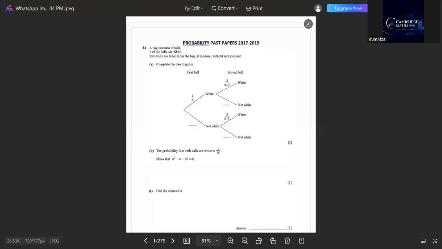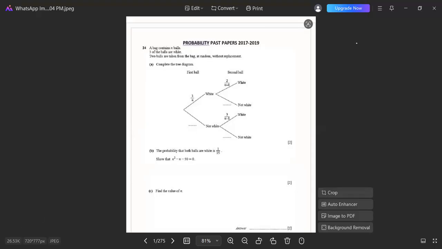A bag contains n balls and 3 of the balls are white. 2 balls are taken from the bag at random, without replacement. So we need to first of all complete this tree diagram. Just remember this one thing: total probability always adds up to 1. So if you want to find out any unknown probability, you need to simply subtract it from 1.